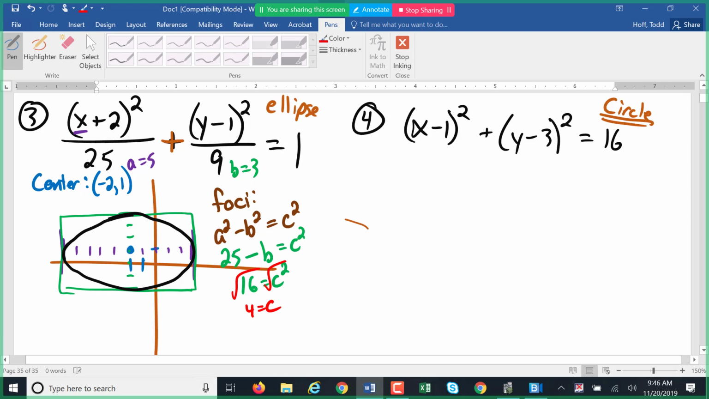Now remember, c is the distance from the center to the focus. Since the longer axis is horizontal, we go horizontally from the center to find the foci. So to the left, 1, 2, 3, 4. That's going to be at negative 6, 1 for one focus. And to the right, 1, 2, 3, 4. That's going to be at 2, 1 for the other focus.